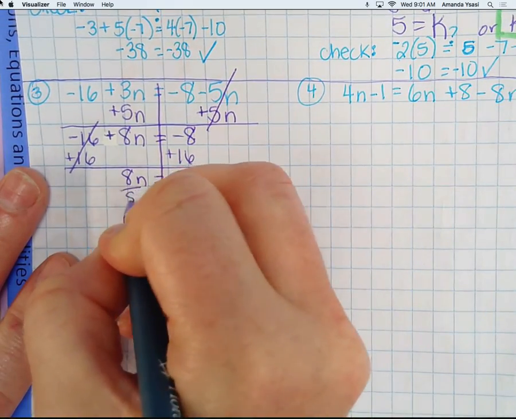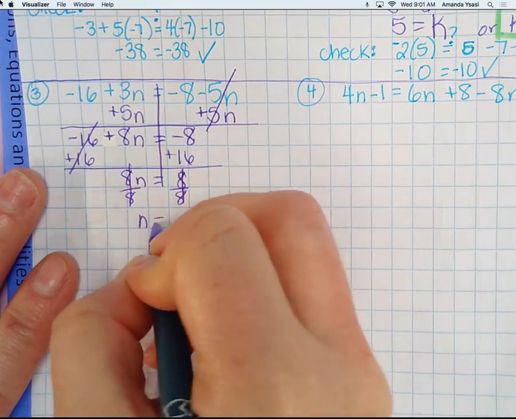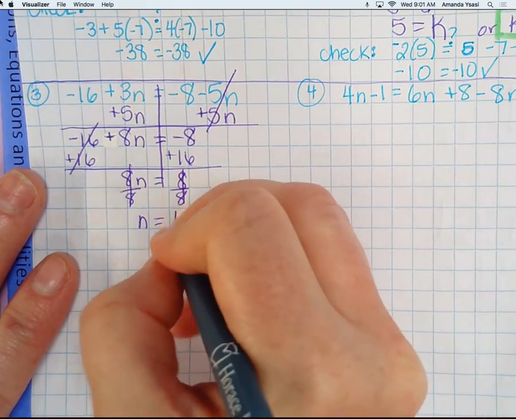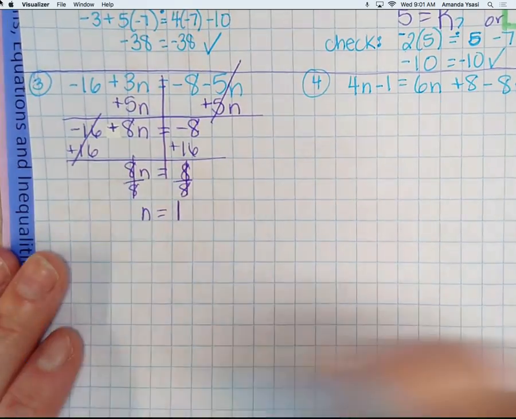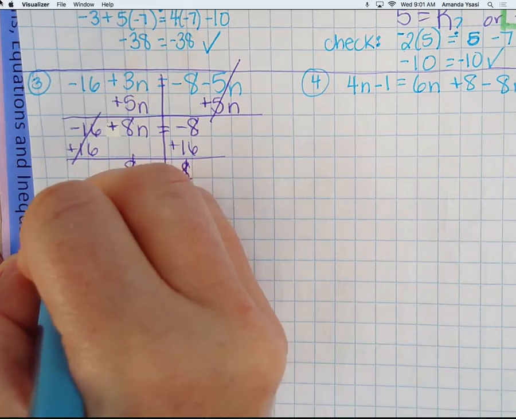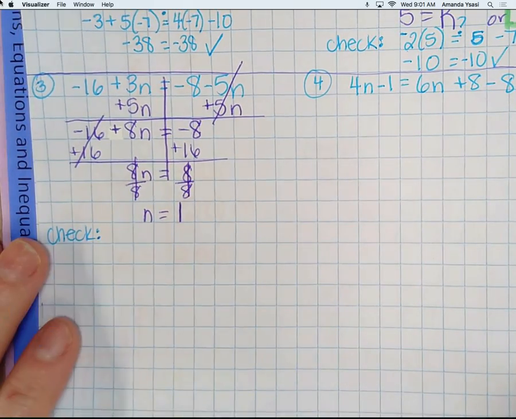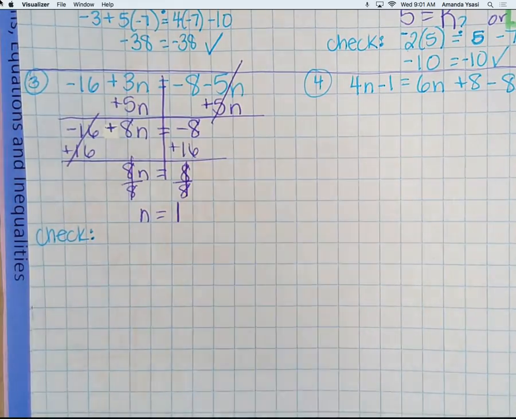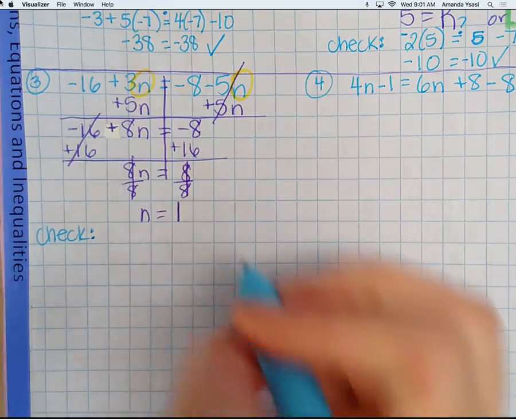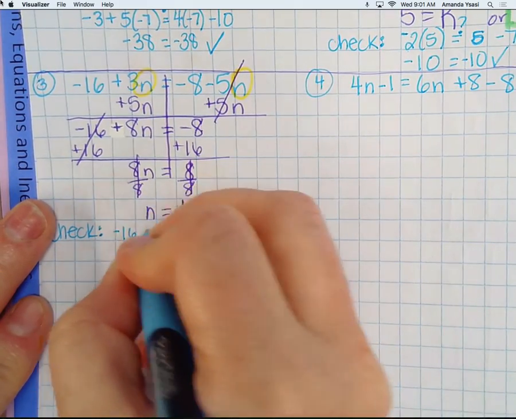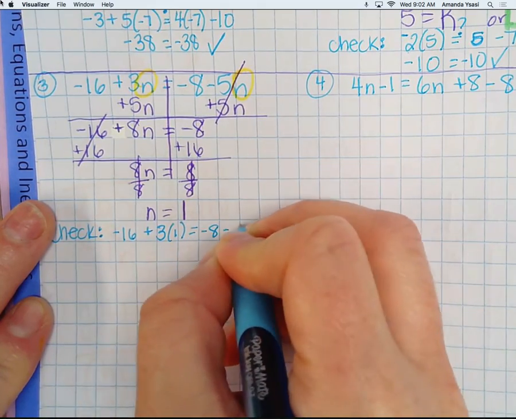Then divide by 8 on both sides. So n, what's 8 divided by 8? 1. So n equals 1. And we check it. So every spot we see an n, we plug in a 1. So it's negative 16 plus 3 times 1 equals negative 8 minus 5 times 1.